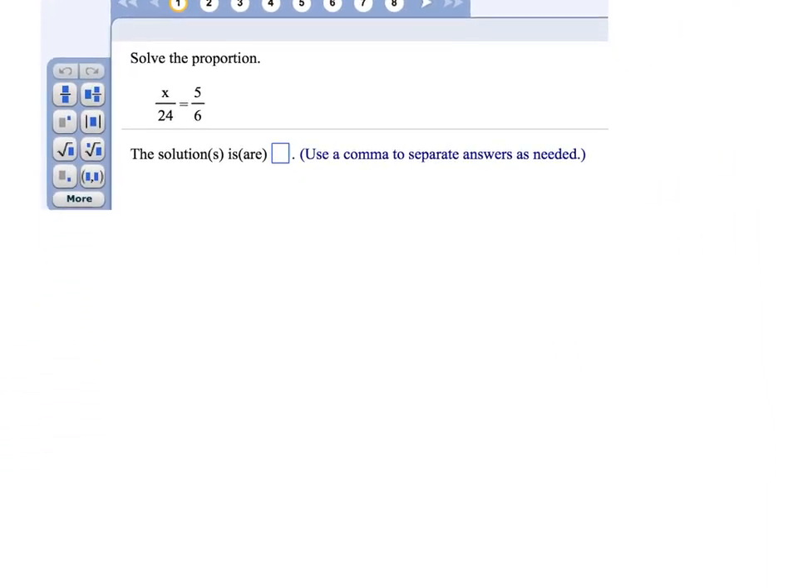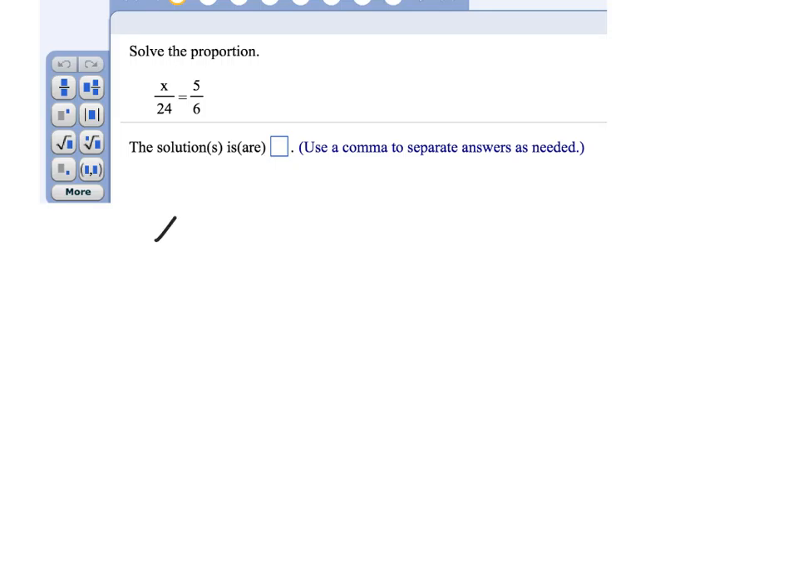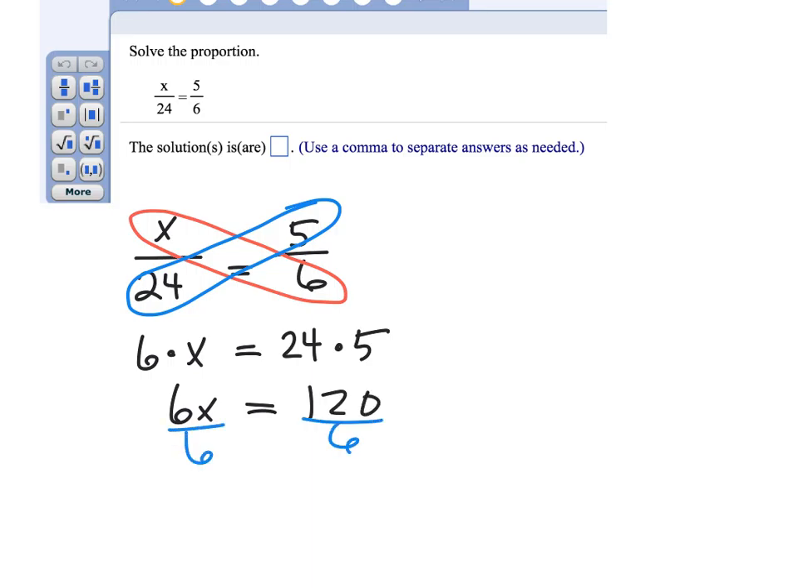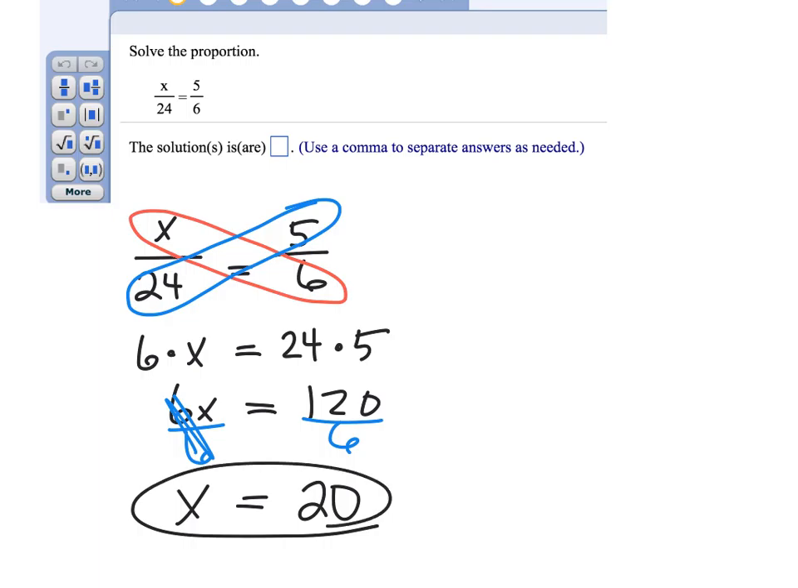In the previous video, I showed you the cross products method. So you've got x over 24 is equal to 5 over 6. And we know that the cross products will be equal. So this means 6 times x will equal 24 times 5, which means 6x is equal to 120. Then we divide both sides by 6. It makes the 6 go away, so you get x is equal to 20. All right, so now we know that x is equal to 20. Now that's one way to solve this problem.